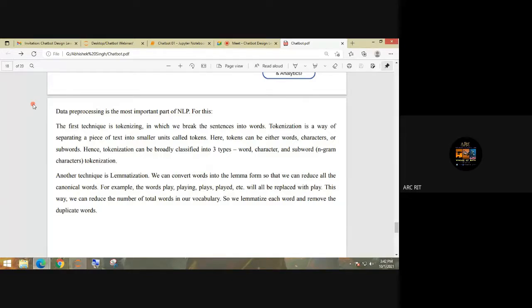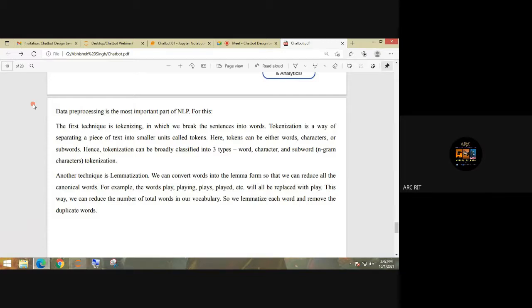So tokenization is a way of separating a piece of text into smaller units called tokens. Here, tokens can be either words, characters, or subwords. Tokenization can be broadly classified into three types: word, character, and subword, and they all are tokens. Then the next step is lemmatization. We can convert words into lemma form so that we can reduce all the canonical words.